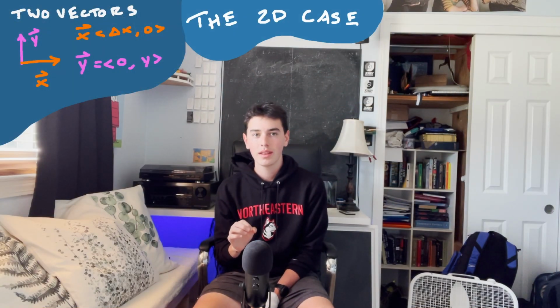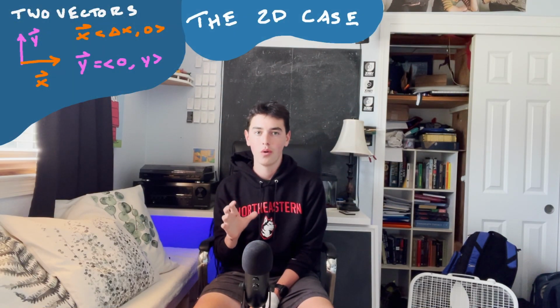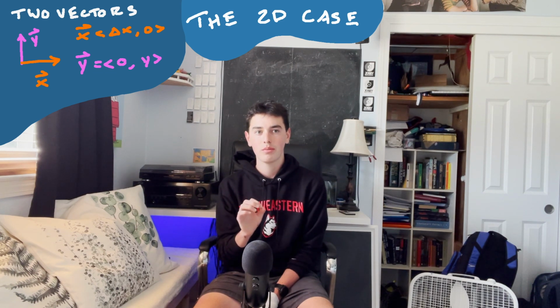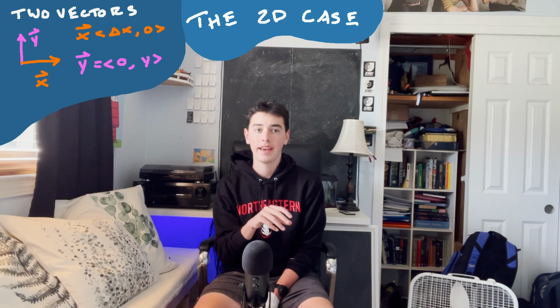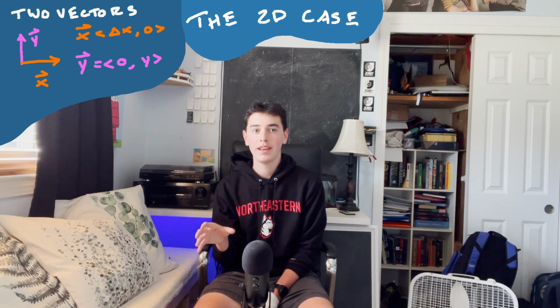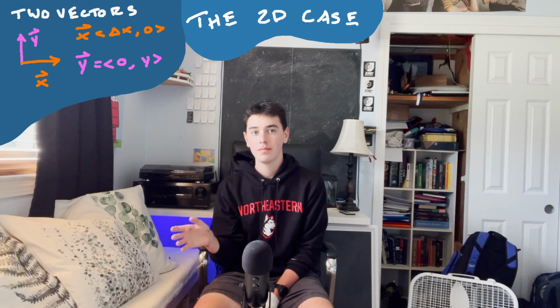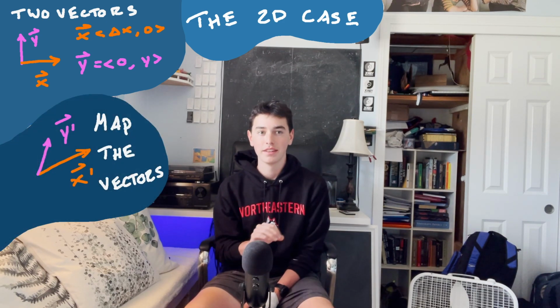Now we're ready to look at the two-dimensional case, where we're going to look at two vectors. One of them we'll call x, and the other we'll call y. What these vectors represent are respective change in x and change in y. So we can write these vectors as x equals delta x, 0, and y equals 0, delta y. Now let's see what the map does to these two vectors.